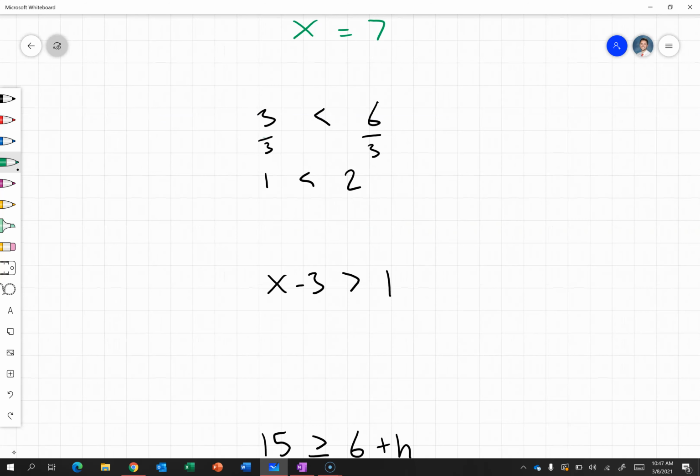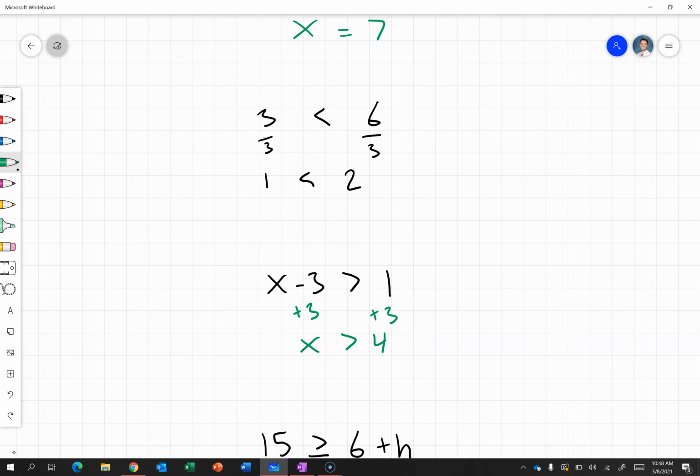x minus 3 is greater than 1. So if I want to solve for x, once again, I need to isolate x. So right now I have x minus 3. I want to do the opposite of that. So I'm going to add 3 to both sides of the inequality, and I get x is greater than 4.